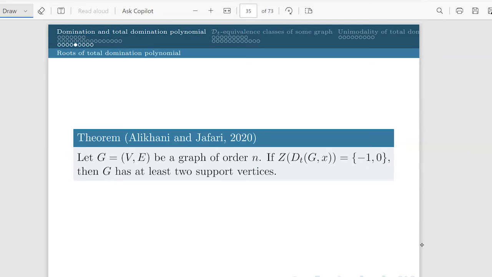But until now, we couldn't characterize any graph with this condition, that is, graphs with total domination roots -1 and 0. I think this is a good question to study for a PhD student, for example, or a researcher.